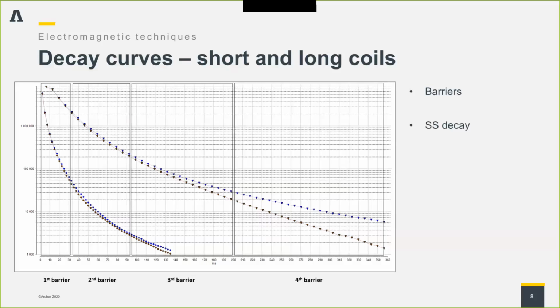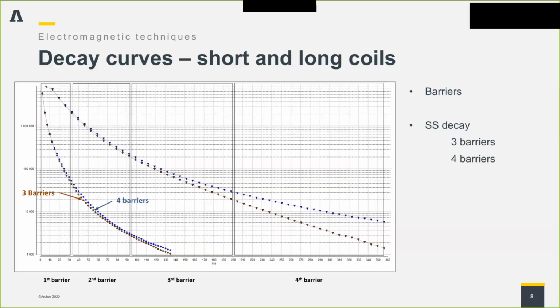So for the short probe, if this is a test where there's 3 barriers and 4 barriers, the 3 barrier decay looks like that, and the 4 barrier is very, very similar. And this is showing that the short coil and the near time arrivals are not affected by the exterior casing.